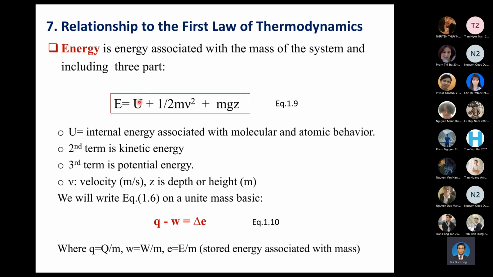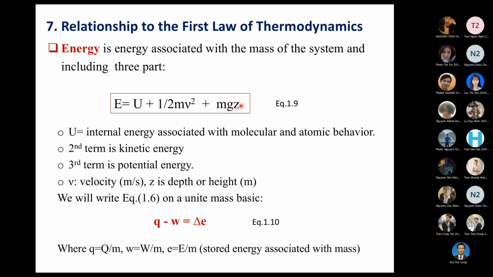E equal to U plus one half mv square plus mgz. So this U is internal energy, associated with molecular and atomic behavior, so we call it internal energy. The second term is kinetic energy, because the object is moving. And the third term is potential energy.